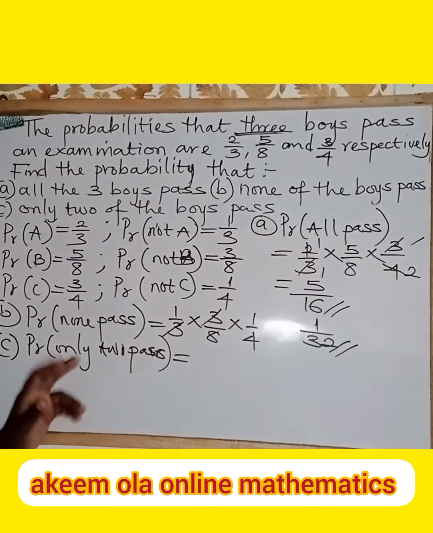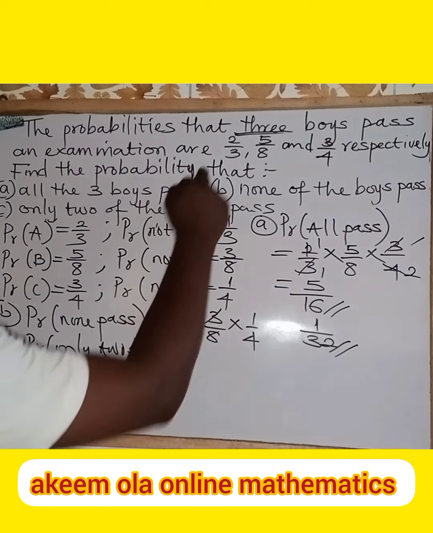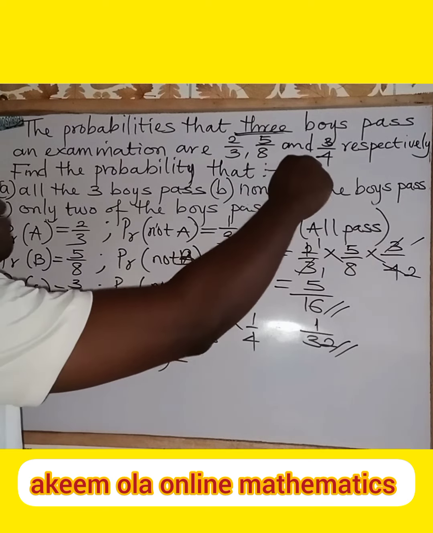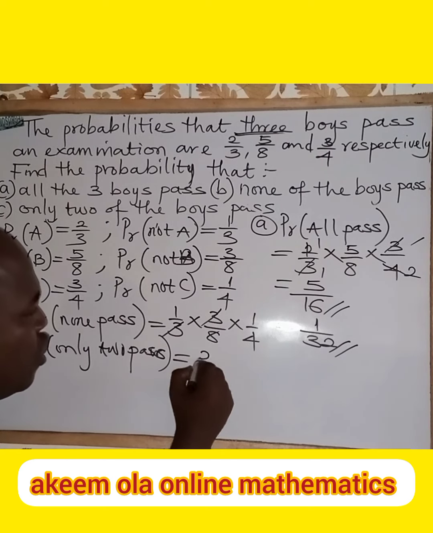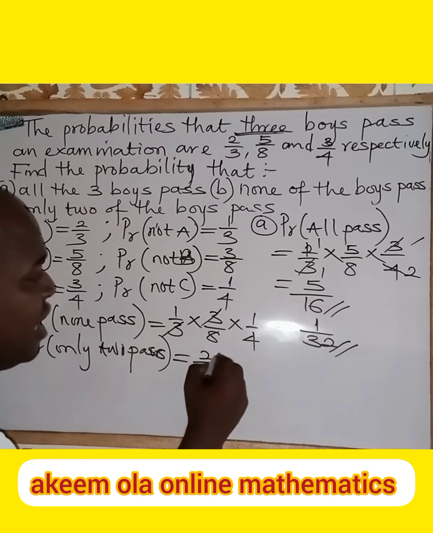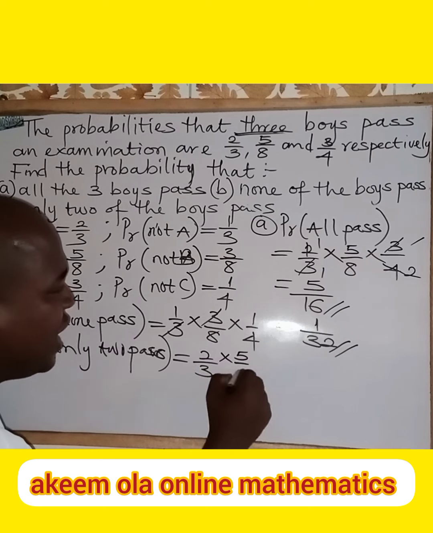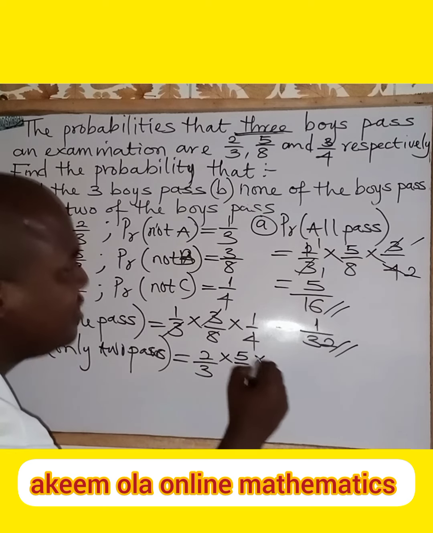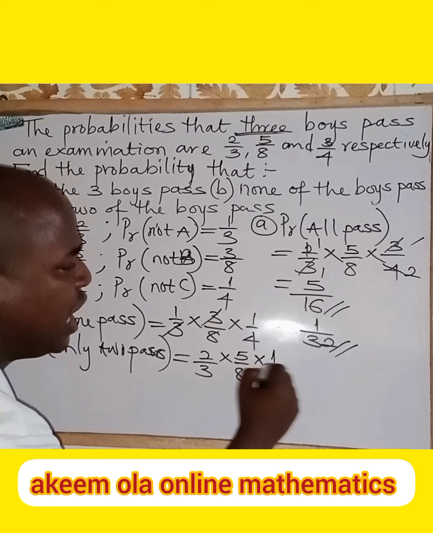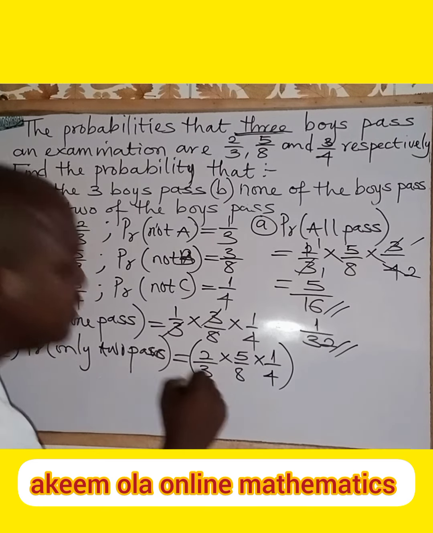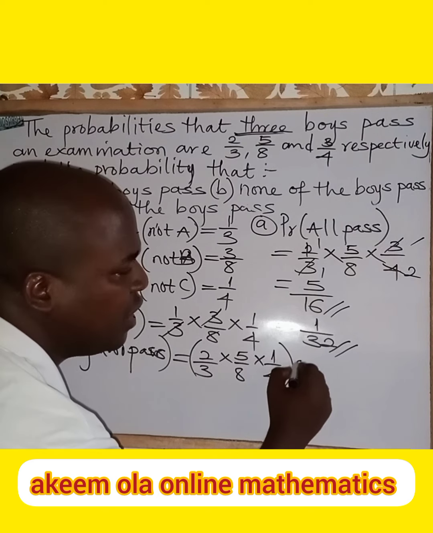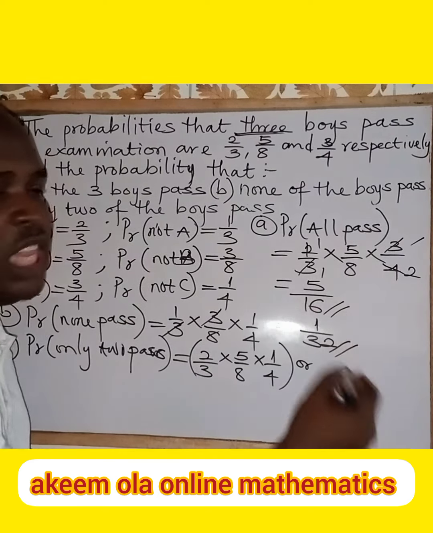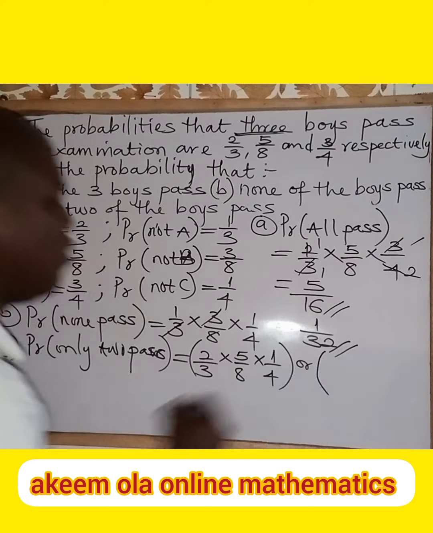Now, only two pass. That means I'm going to consider A and B pass, then C fails. If A and B pass, that means I'm going to have 2/3 times 5/8, then times C fail, which will now be 1/4. This is the first one that I'm going to consider. Then I have the "and" which will eventually turn to plus. I have the second one.